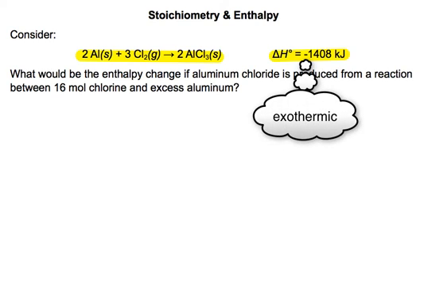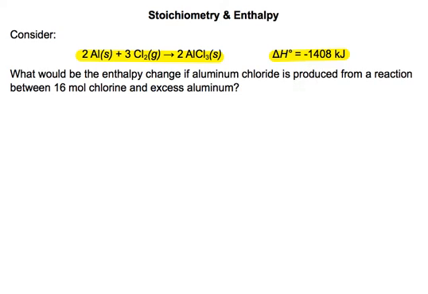So here's the question: what would be the enthalpy change if aluminum chloride is produced from a reaction between 16 moles of chlorine and excess aluminum? It's really no different from any other stoichiometry problem. We have to use a mole relationship, but in this case we're given one molar amount, and we're going to use the other molar amount, the molar amount of chlorine in our balanced equation. So let's set that up.